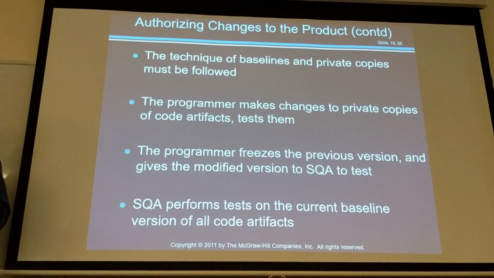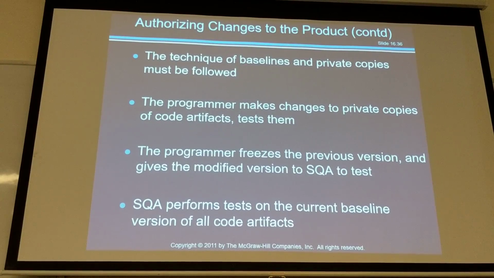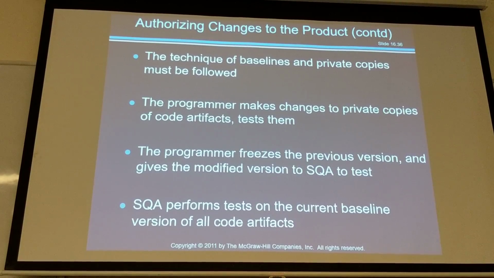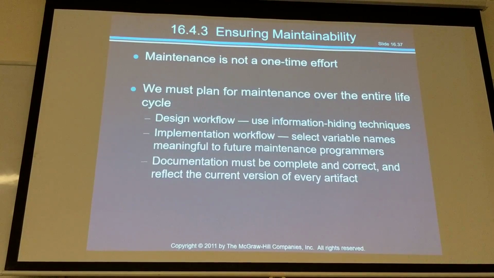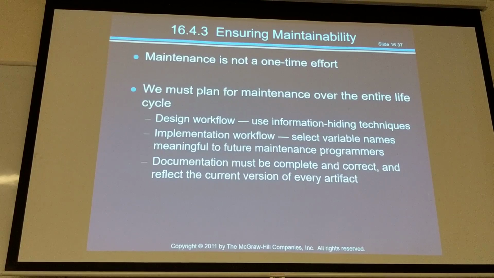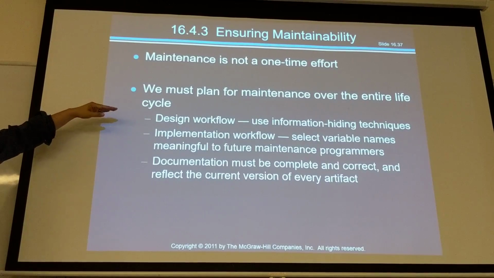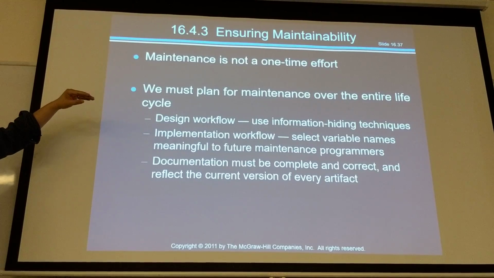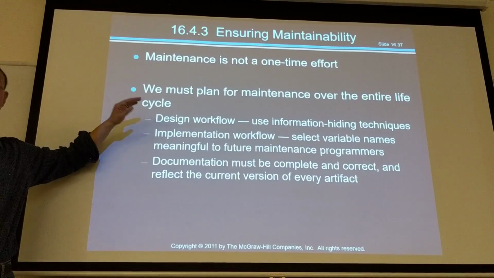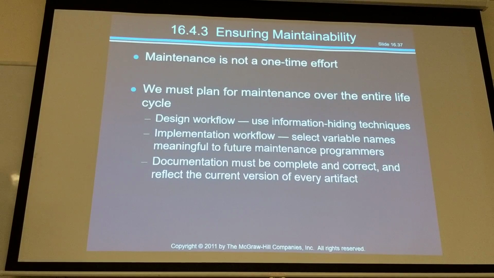Time is the only thing that we pretty much can say will give us a unique identifier, because progress is taking forward, right? So how do we ensure maintainability? It's definitely not a one-time effort. You essentially have to make sure you do this with maintenance in mind. For instance, in design, your information hiding.